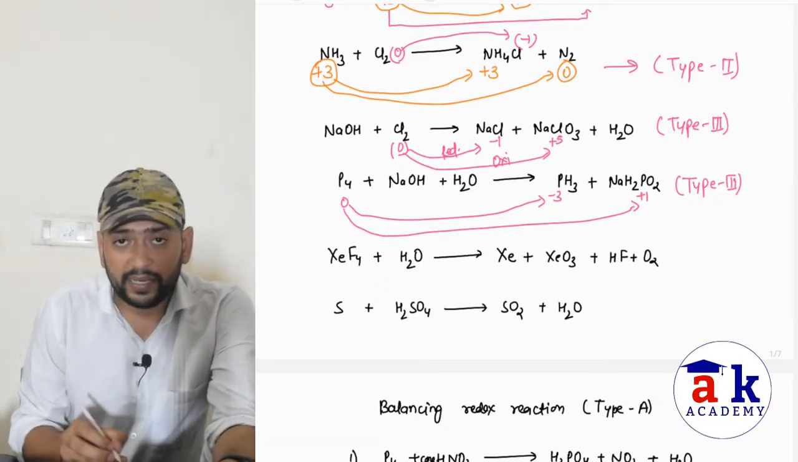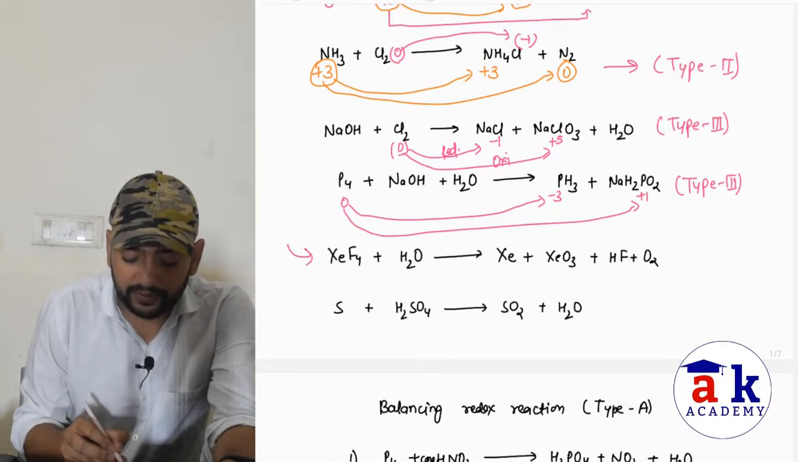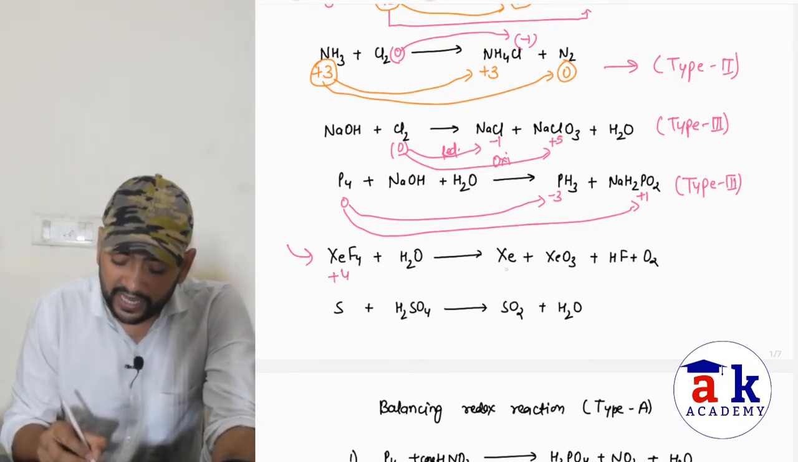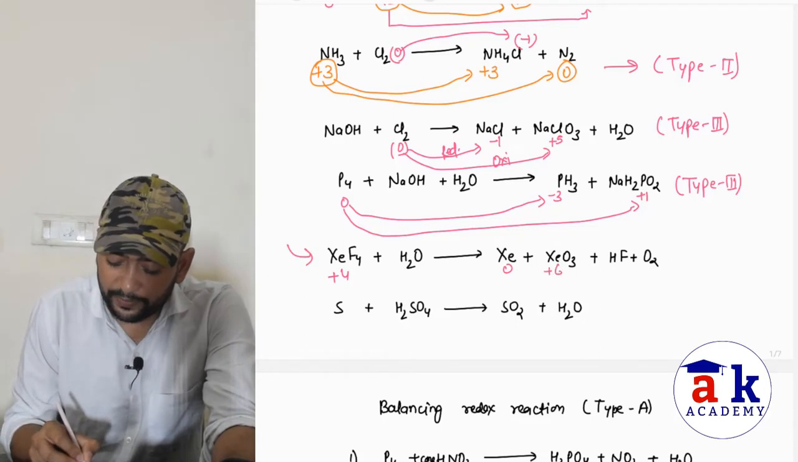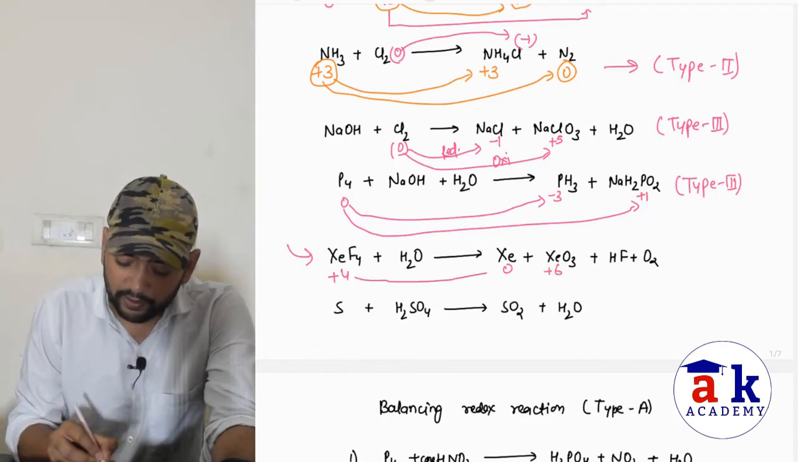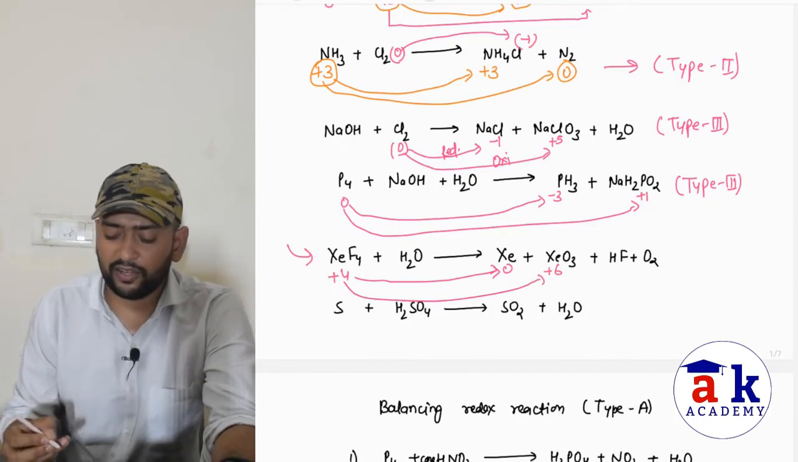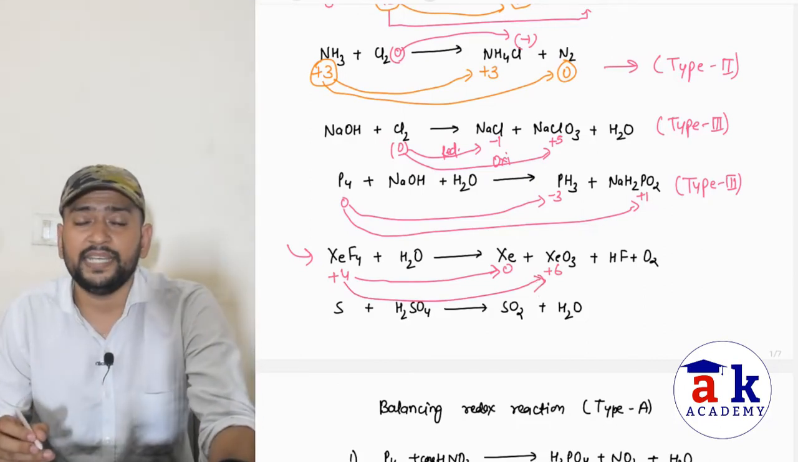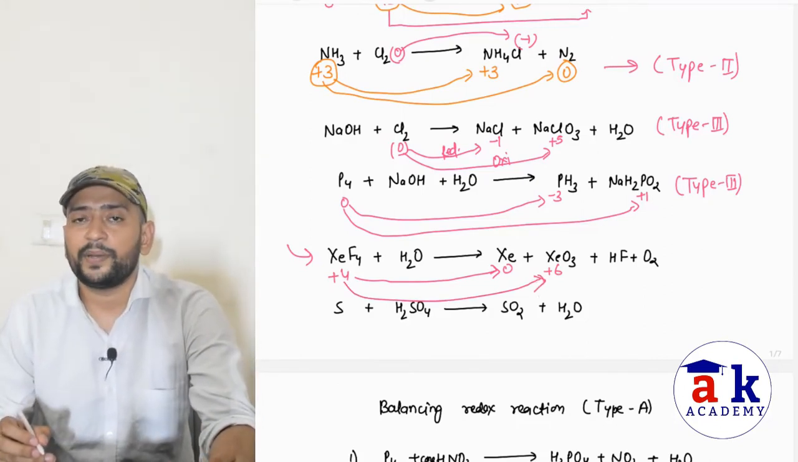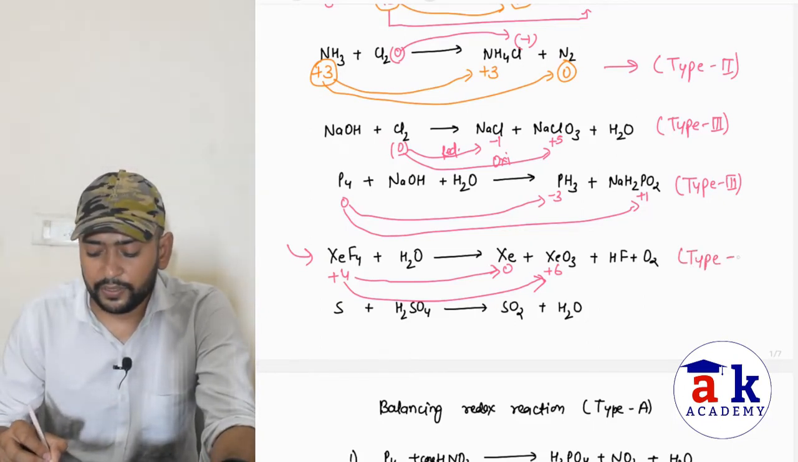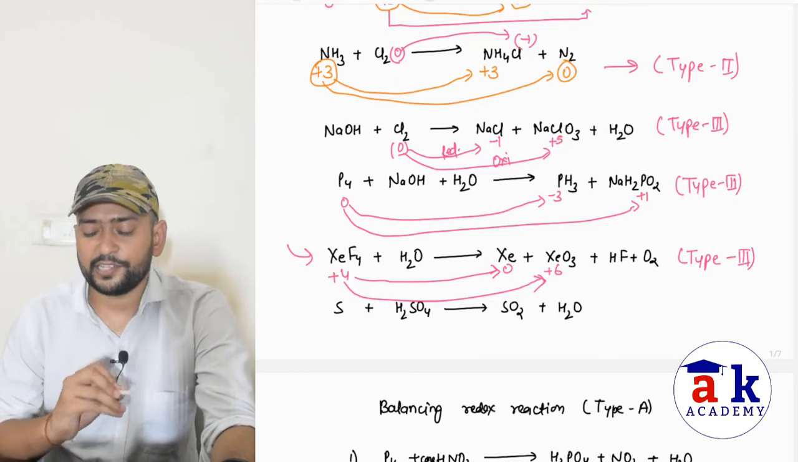Similarly, if I move ahead with the next example, here we have HClO4. Here the oxidation state is plus 4, here it is 0, and here it is plus 6. So in one particular reaction it is getting reduced, and in another one it is getting oxidized. So this is also an example of a disproportionation reaction. So it is also a kind of type 3 reaction.